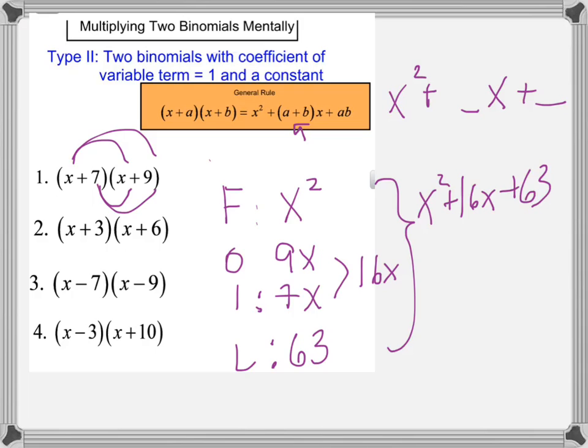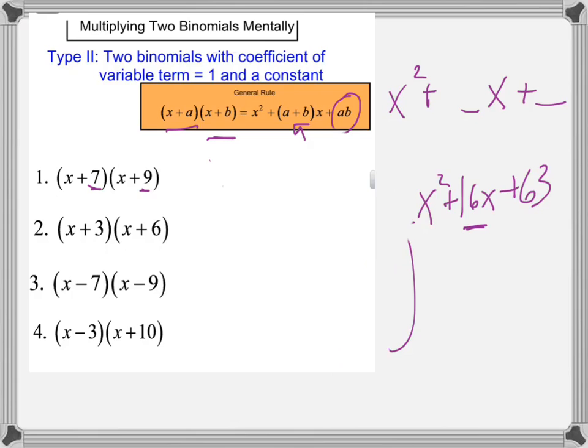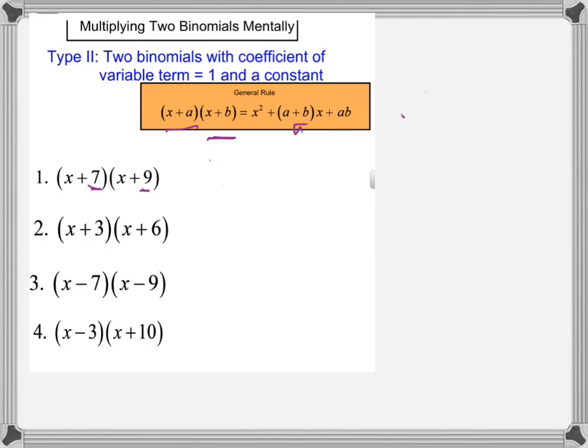Okay, so our general rule is that if we have binomials that look like x plus a times x plus b, the coefficient of the middle term, right here it was 16, is going to be, if we look back at our two binomials, the two constants added together, and the constant here is going to be the product of those two constants. Okay, so let's use that to find the mental product of the next one.